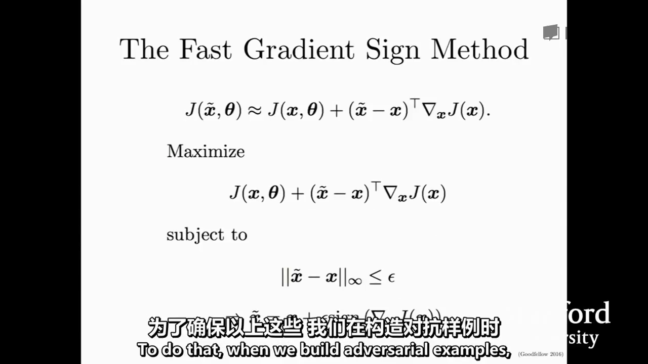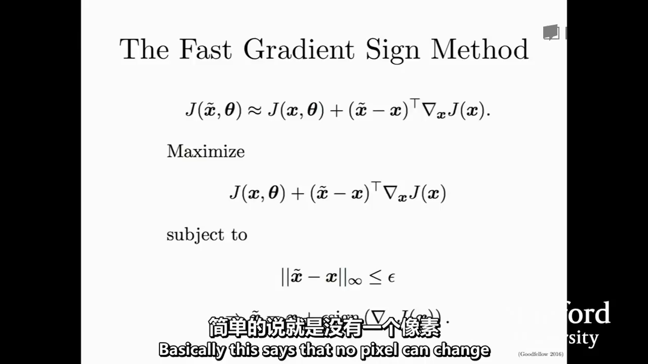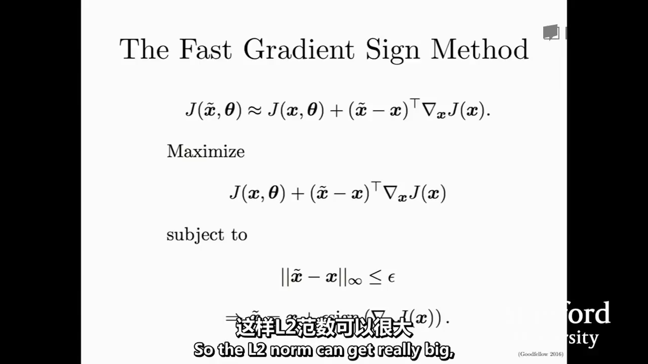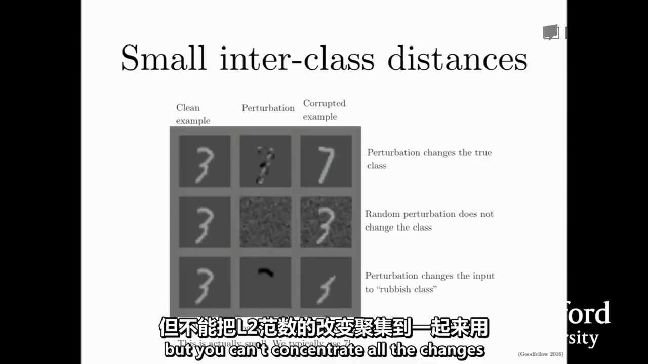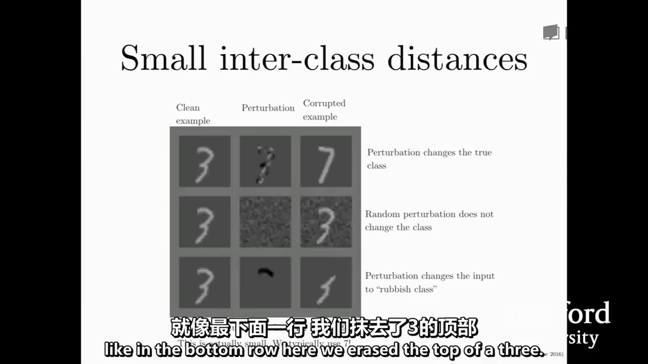To do that, when we build adversarial examples, we use the max norm to constrain the perturbation. Basically, this says that no pixel can change by more than some amount epsilon. So the L2 norm can get really big, but you can't concentrate all the changes for that L2 norm to erase pieces of the digit. Like in the bottom row here, we erased the top of a 3.